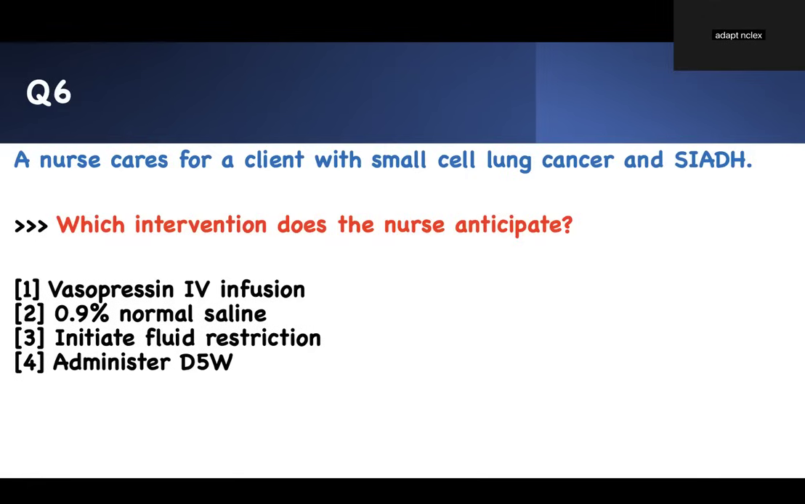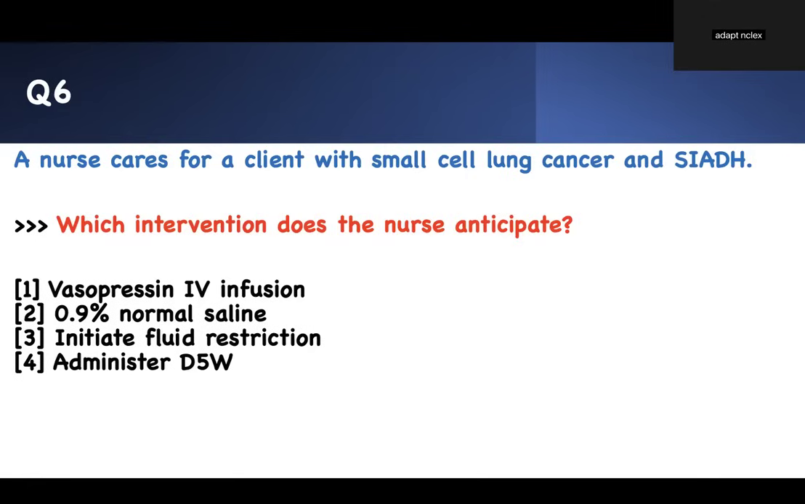Test-taking strategy. Think about it. I've already given you the answer in a very small way. SIADH is because you have too much ADH. You hold on to water, and therefore you dilute your sodium. You gain weight. You are fluid overloaded. If you don't do anything, hyponatremia can lead to seizures. Now, what would you do?